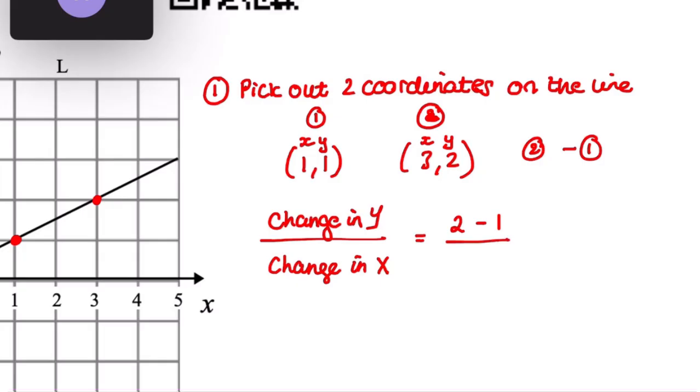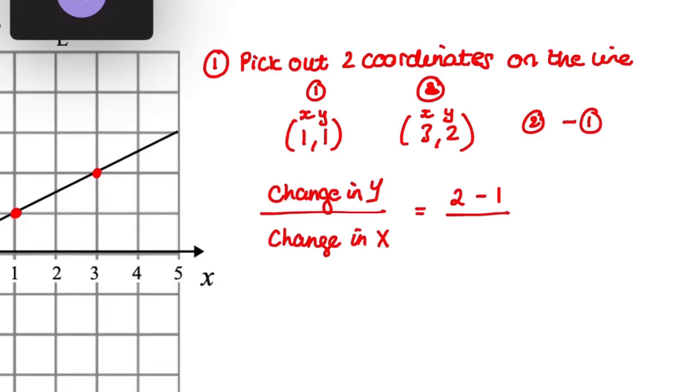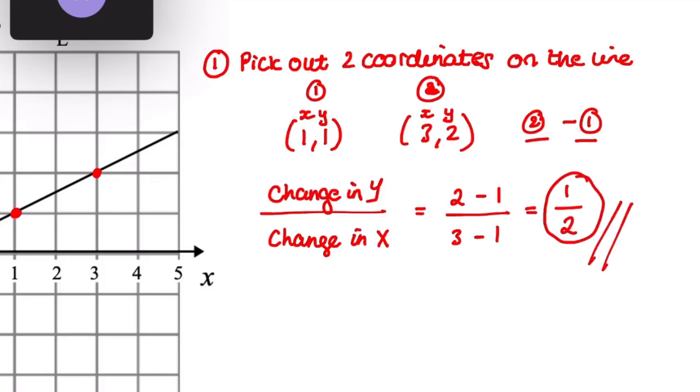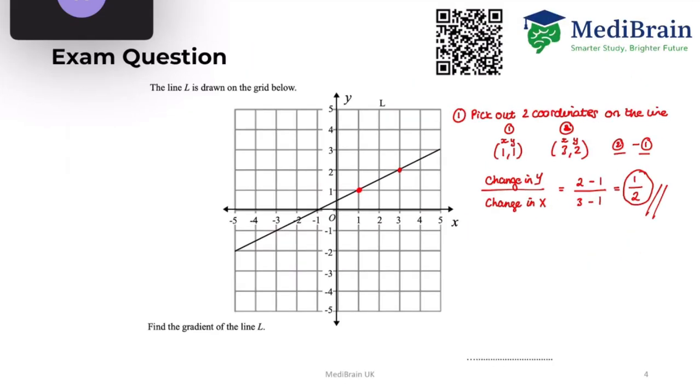And then we're going to divide it by the change in x. The x coordinate of the second one is 3, and the x coordinate of the first one is 1, so it's going to be 3 subtract 1. So 2 subtract 1 is 1, 3 subtract 1 is 2, so it's going to be 1 over 2. Okay, that's your gradient of the line. So the gradient of line L is just a half.